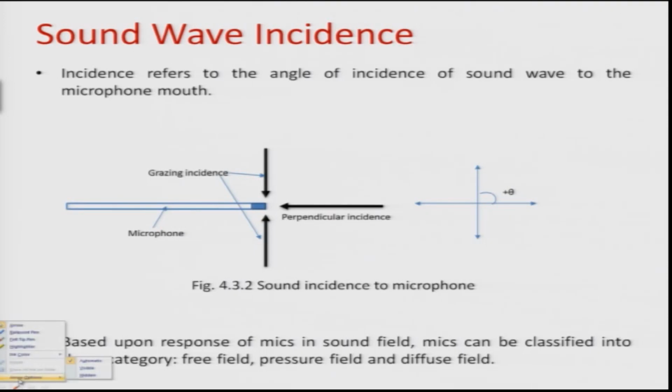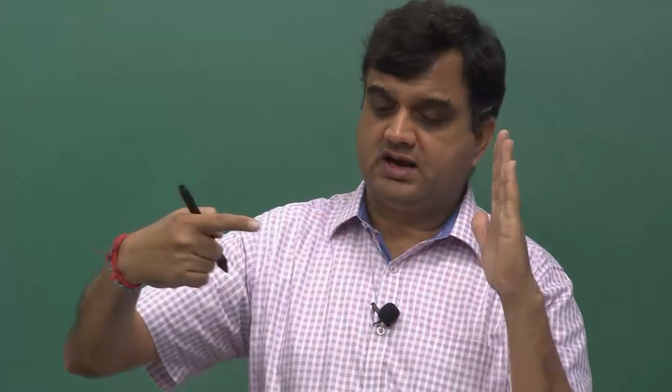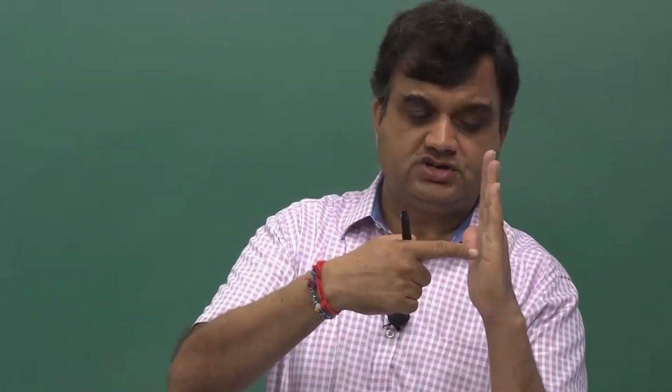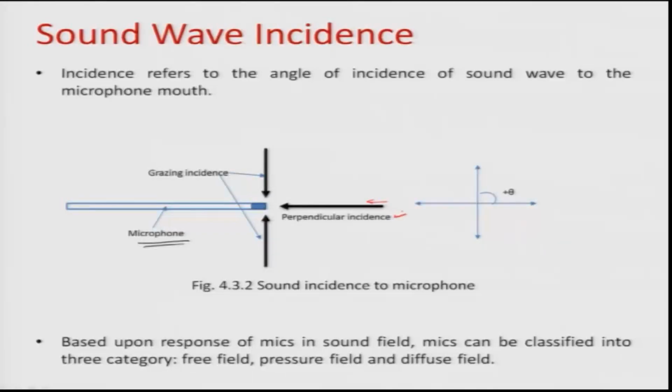What you have here is, so suppose this is our microphone, okay, and sound could come and hit the microphone from different directions. Okay. So, if the sound is coming from this direction, we call it perpendicular incidence. So, this is the microphone diaphragm and the sound is coming and hitting it. So, the direction of the sound propagation is normal to the plane of the microphone. So, that is why it is called perpendicular incidence.